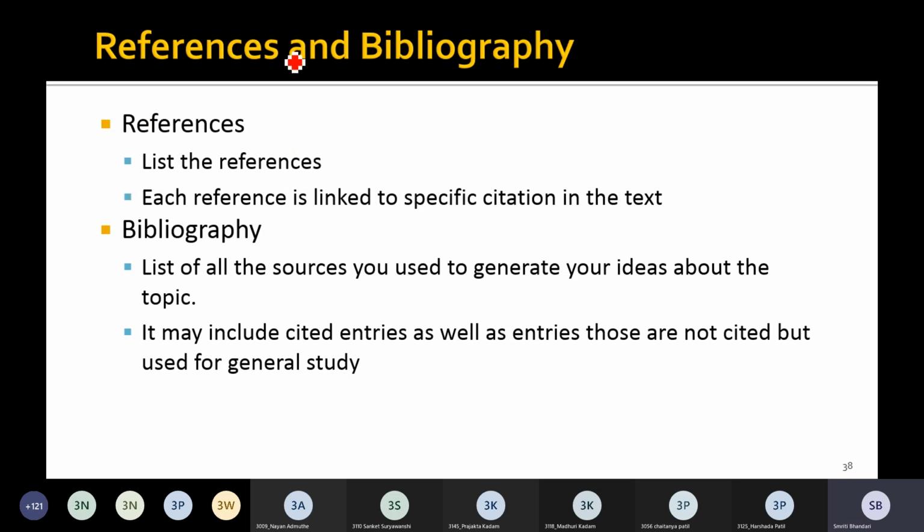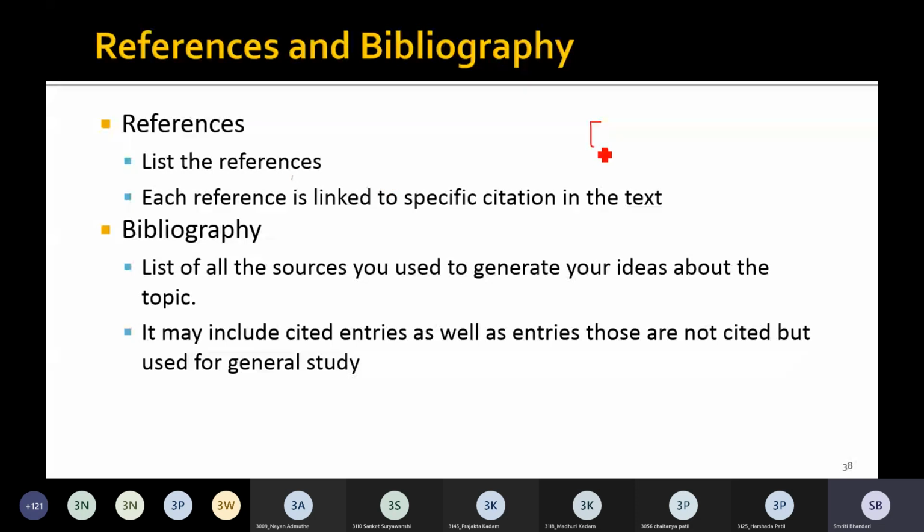So as I mentioned earlier also, many times while writing the literature review, we need to search for existing systems, existing papers, some references, some books, and so on, right? So under references, we are listing the material that we are referring to come up with this proposal. Each reference is linked to a specific citation in the text. What do we mean by this citation?